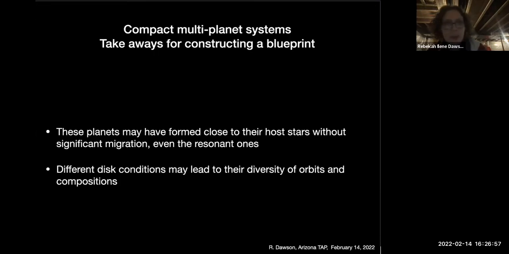So to briefly summarize, compact multi-planet systems, these planets may have formed close to their stars without significant migration, even the resonant ones, though the jury's still out on whether that's definitely the case. And different disk conditions may lead to their diversity of orbits and compositions.